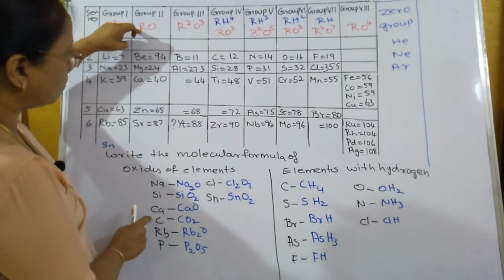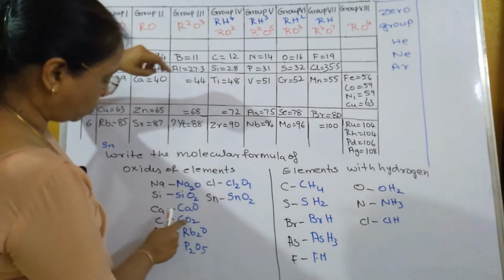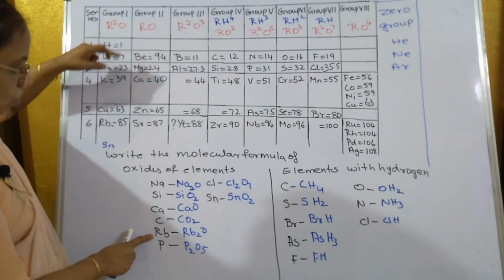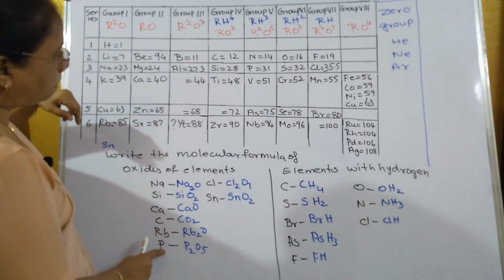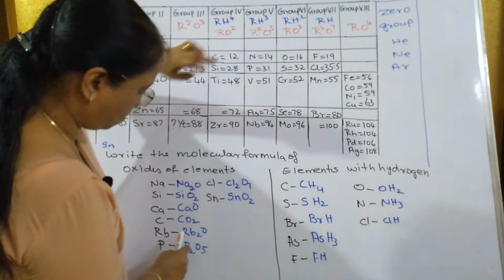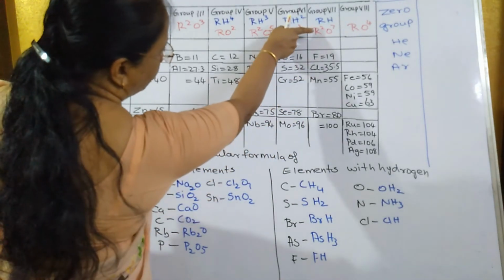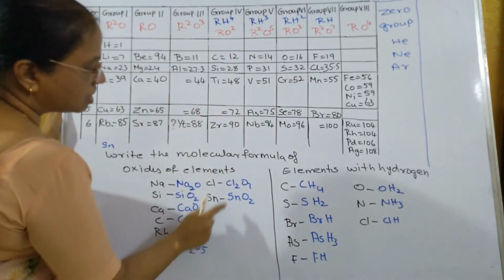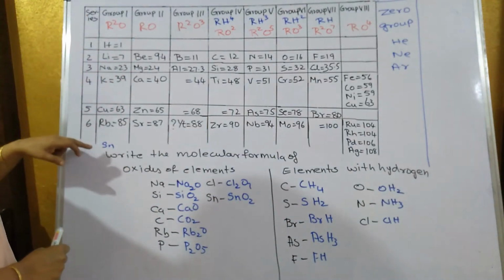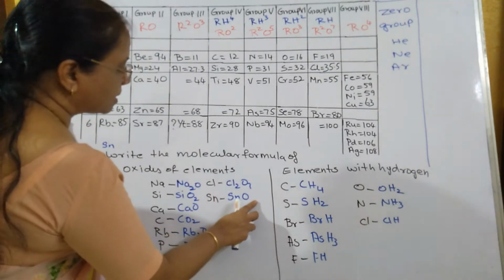Now what is C? C is over here, so it will be CO2. Rb is over here, so it will become Rb2O. And P, phosphorus, is over here, so P2O5. Cl is over here, so what will that be? Cl2O7. And Sn comes under group 1, so it will be SnO2. SnO2, not Sn2O.